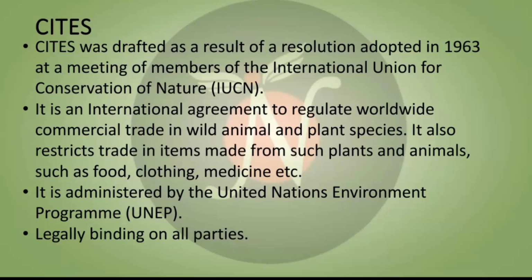So we will see what CITES is. CITES was drafted as a result of a resolution adopted in 1963 at a meeting of members of the International Union for Conservation of Nature. It is an international agreement to regulate worldwide commercial trade in wild animal and plant species. It also restricts trade in items made from such plants and animals, such as food, clothing, medicines, etc. It is administered by the United Nations Environment Programme, and it is legally binding on all the parties.